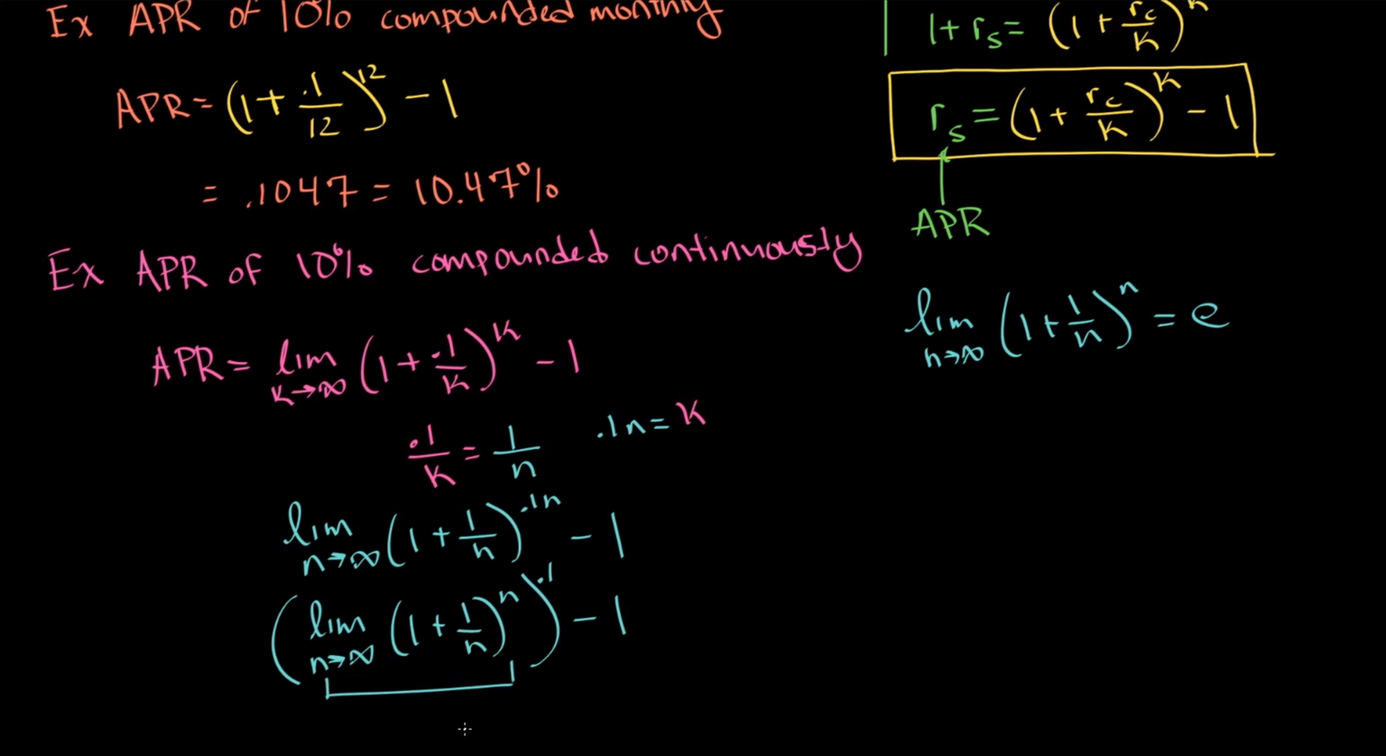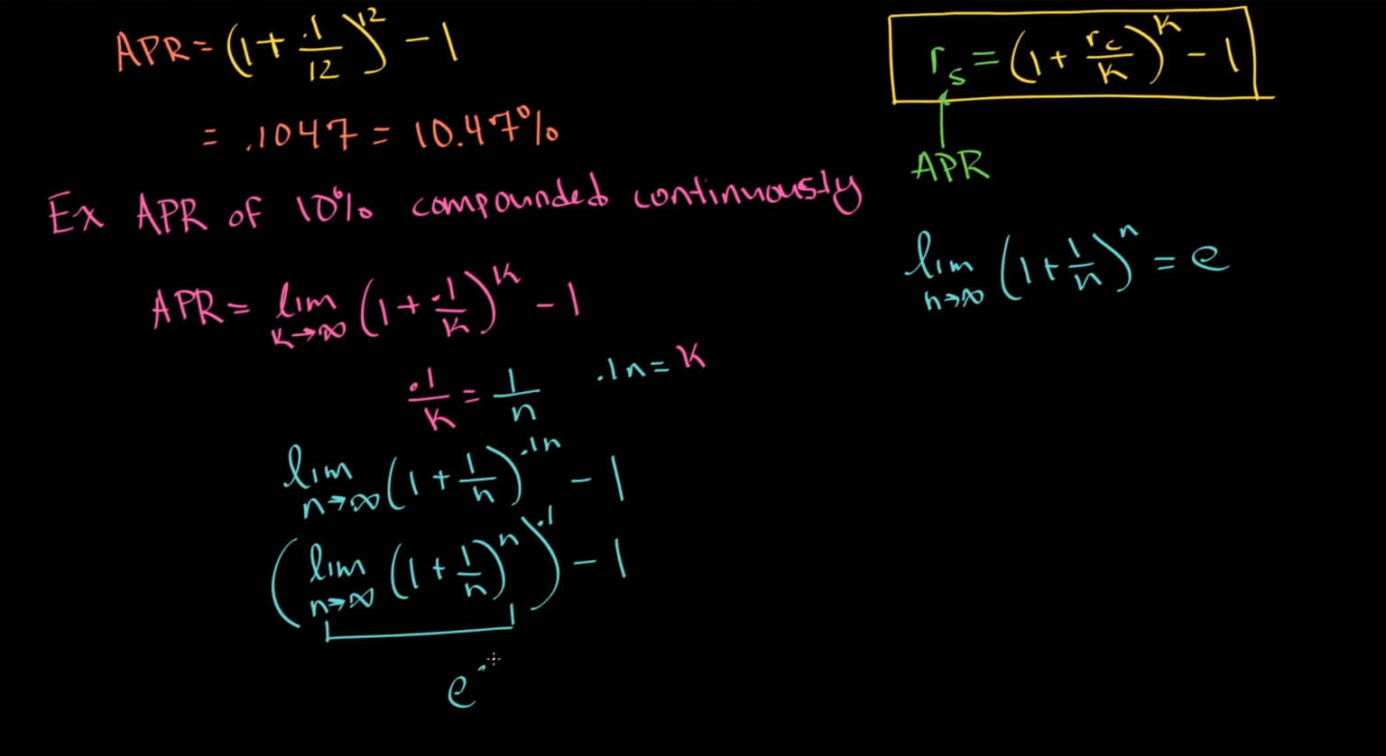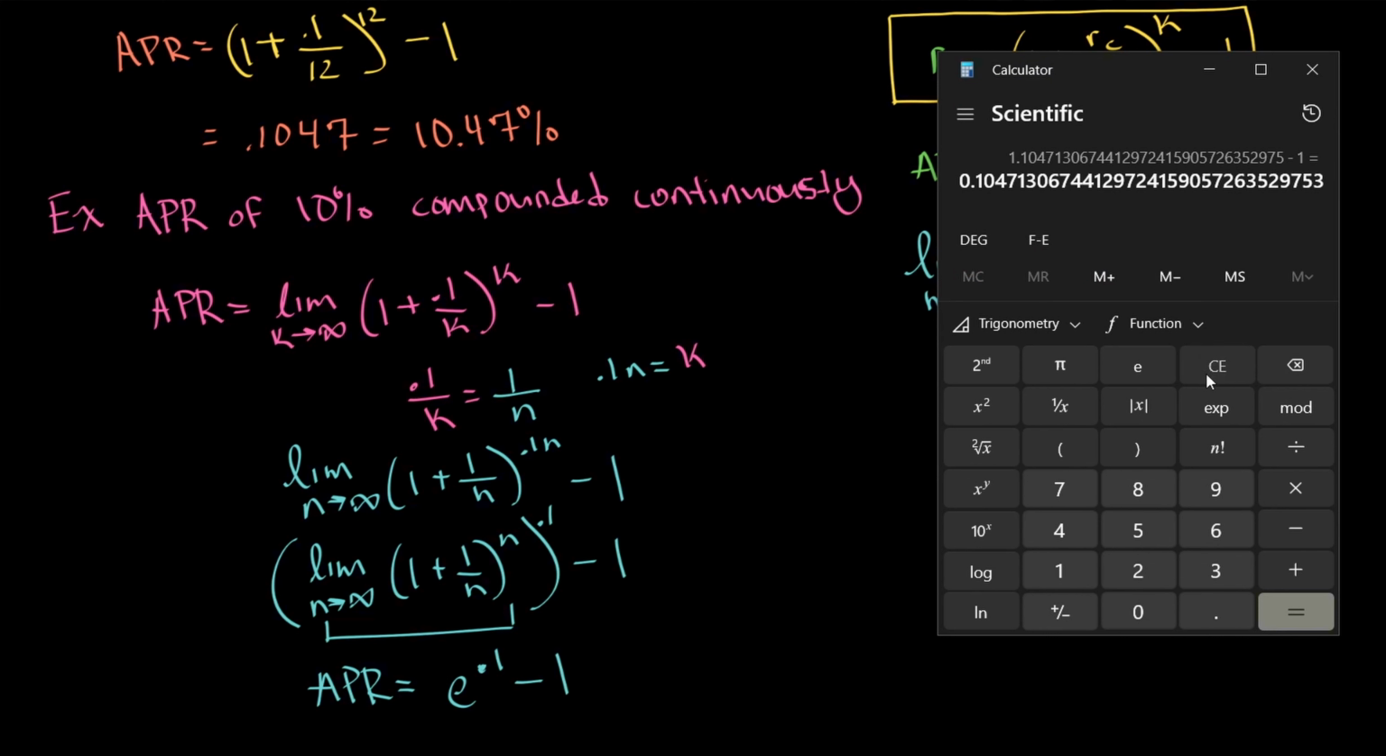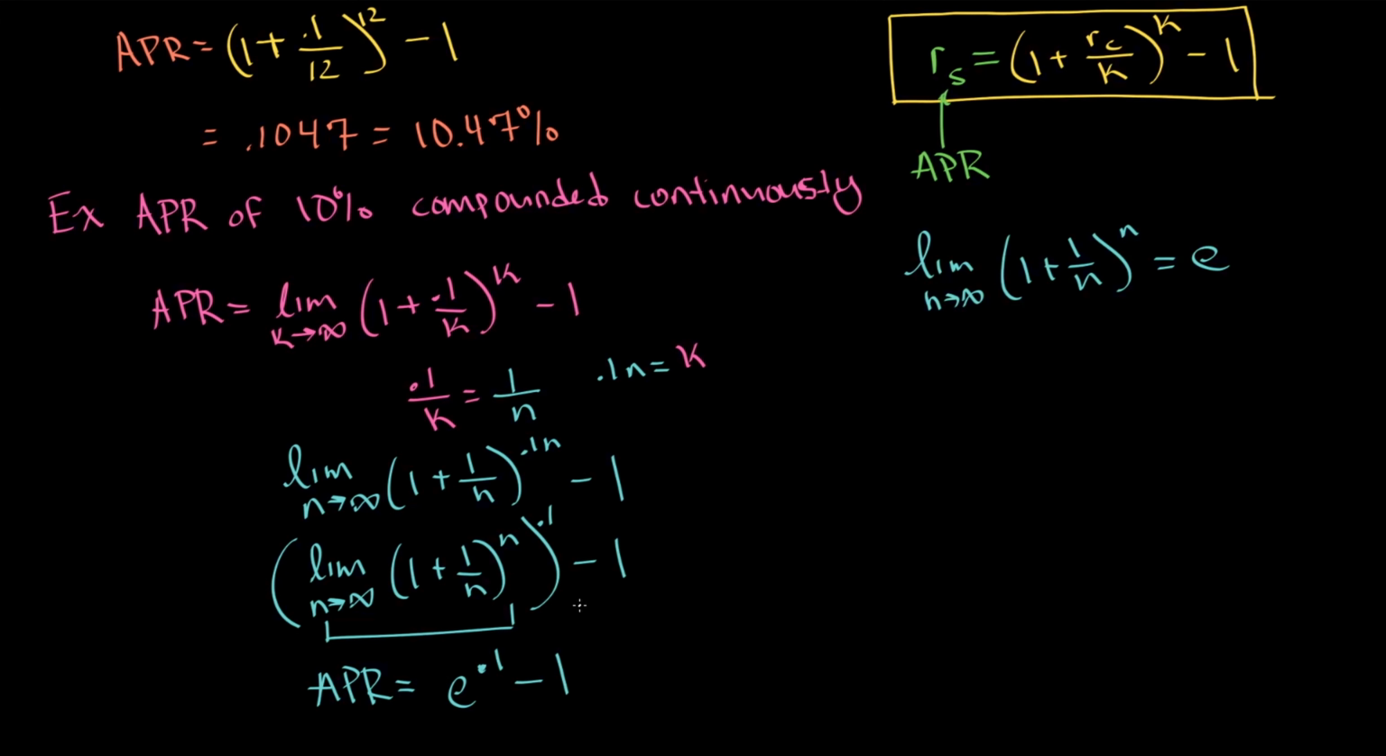It's e. So this actually becomes e to the 0.1 power minus 1, and that is our APR. If we wanted to figure out what this is, I'll pull up my calculator and we can plug that in. So we have e to the 0.1 power minus 1. And we find our APR is 0.105, and if we were to round, 0.1052. This is equal to 0.1052, or 10.52%.